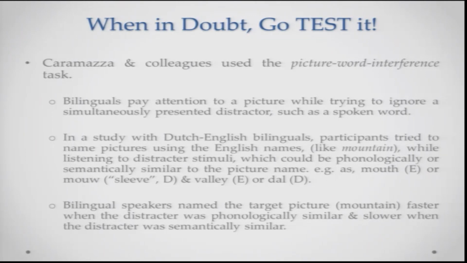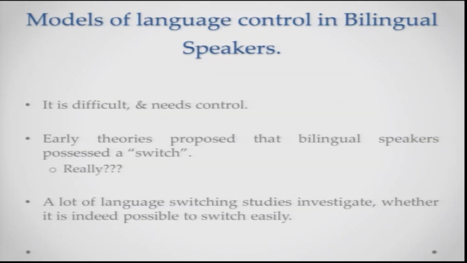Bilingual speakers named the target picture mountain much faster when the distractor was phonologically similar, and much slower when the distractor was semantically similar. So, in some sense the interference is probably happening at the semantic stage, that is what is slowing this down. Now, again I showed you some of the evidence of simultaneous activation and competition. I think I have made my point that there is this competition going on, and if this competition is going on, it needs some kind of control.